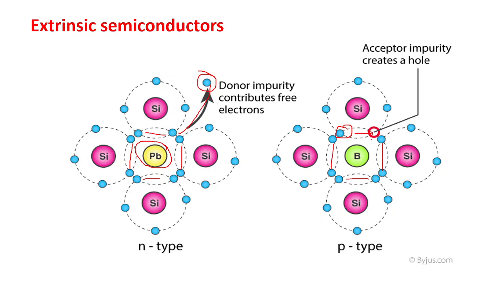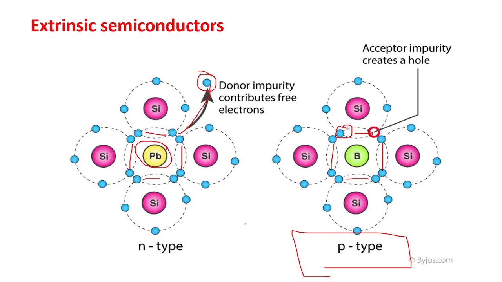Due to the presence of extra holes in this doped material, we are able to get a p-type material. These are called extrinsic semiconductors. So remember, for an n-type material we need doping with elements of group 5, and for a p-type material we need elements from group 3.